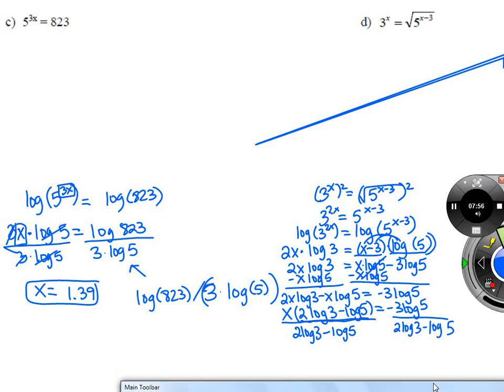And if we were using no calculator, which our quizzes might be calculator okay, but our final exam in this unit will be no calculator, you would just leave your answer in this form. Here's what x equals, and you'd have this negative 3 log 5 over 2 log 3 minus log 5, and that would be okay. If you type that into the calculator correctly, you should get here that x is equal to negative 8.21.